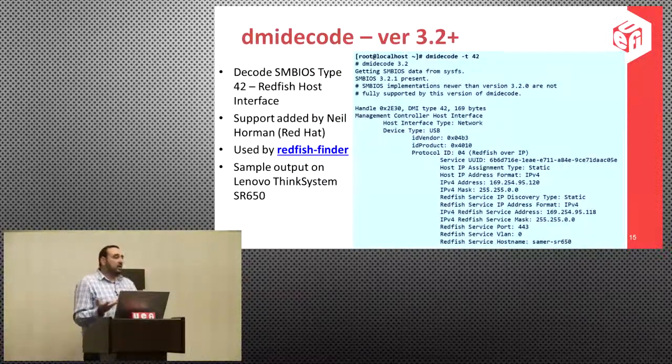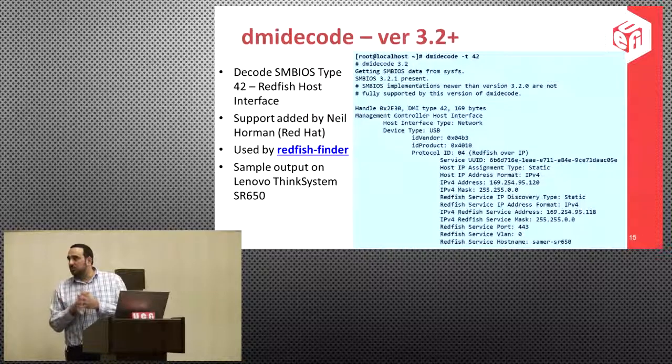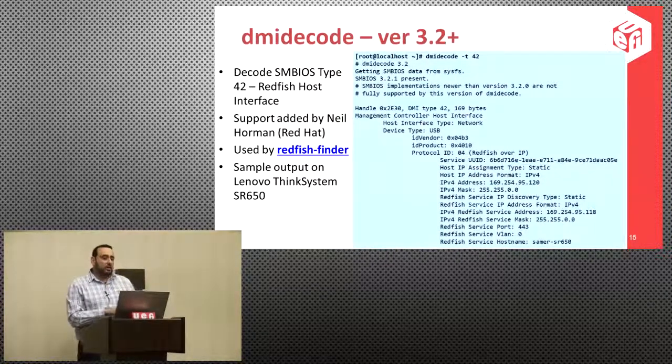So first thing we did is we worked with the community, got dmidecode to understand the new type. That's work we did with Neil Horman from Red Hat, who contributed the code to dmidecode. This is coming to Fedora, should be in 29, if I remember correctly. If not, it's coming in 30.